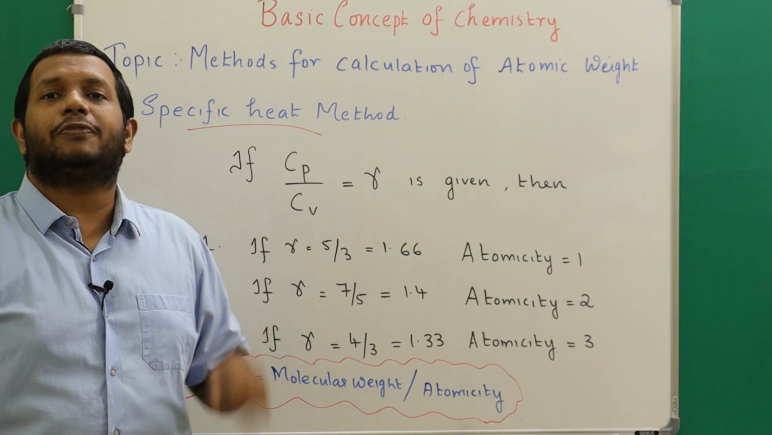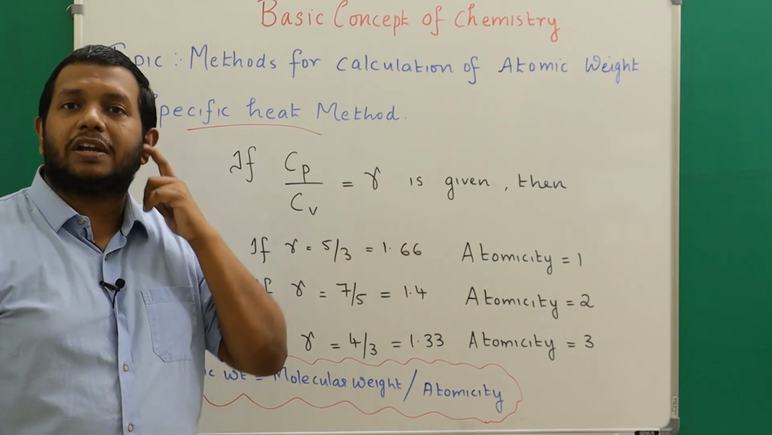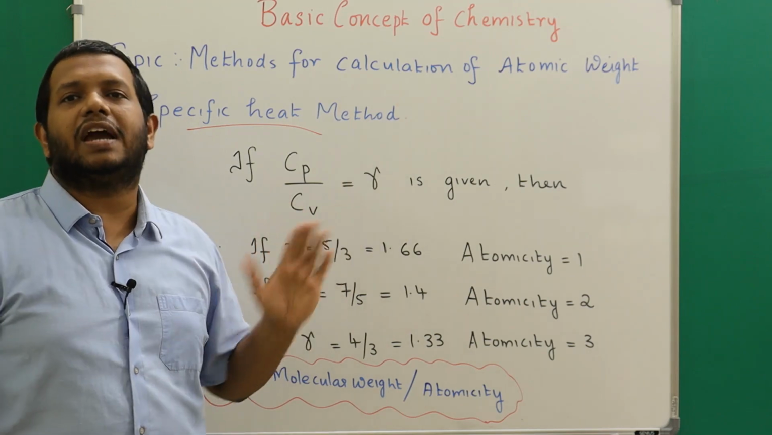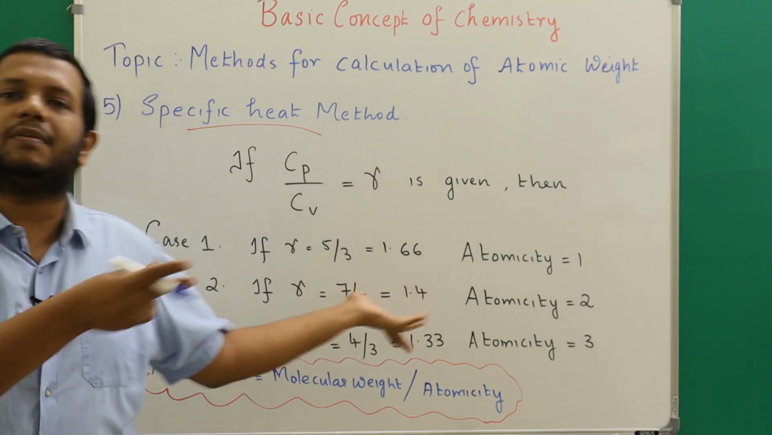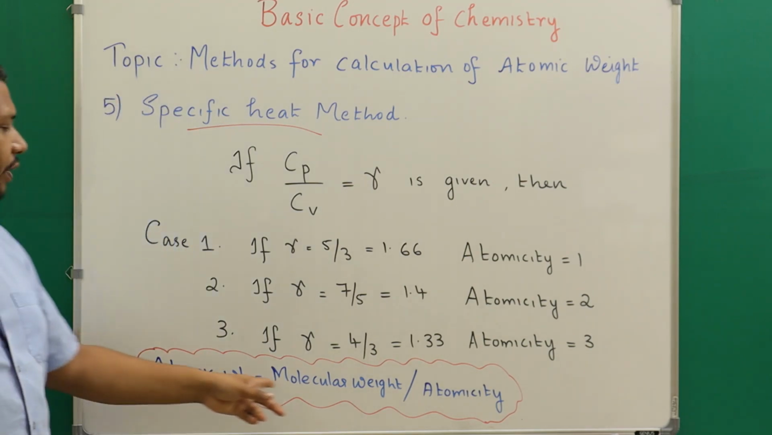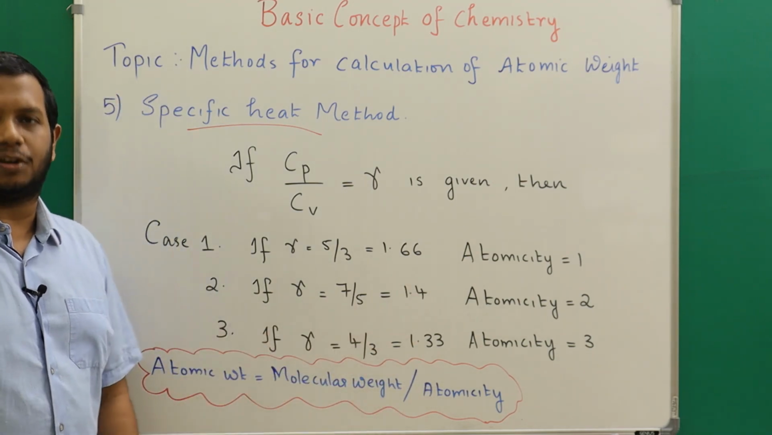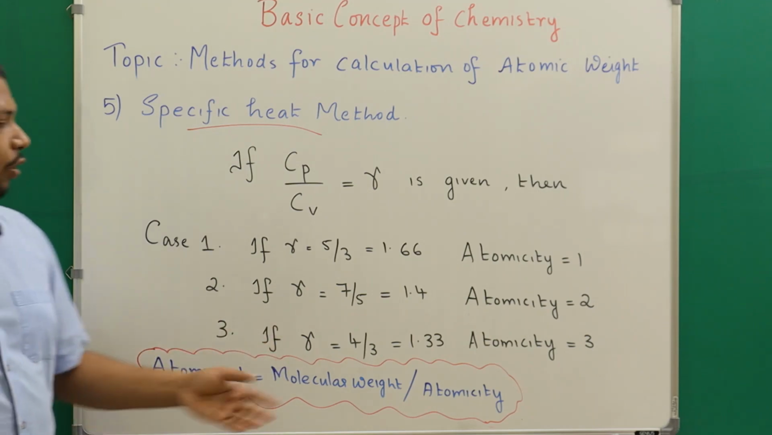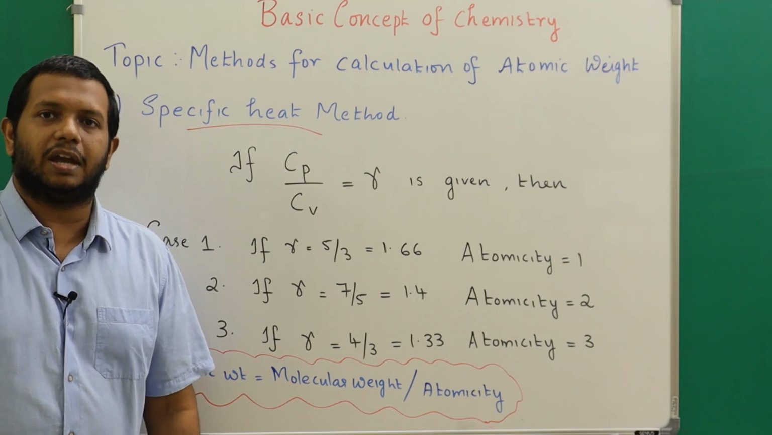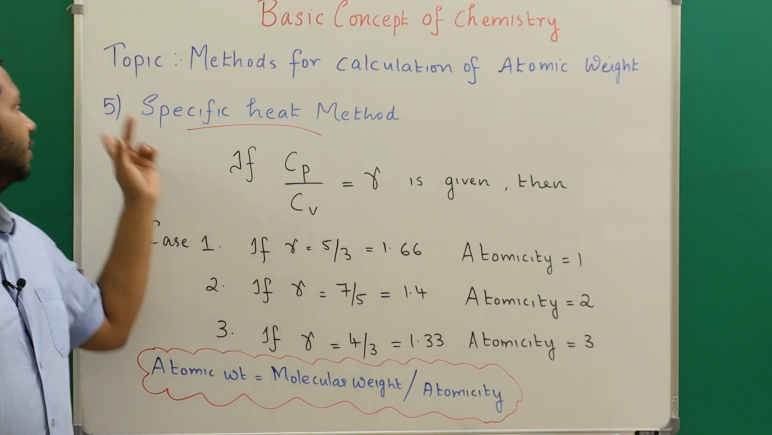Atomicity. Atomicity of chlorine. We know that chlorine exists as Cl2, so its atomicity should be 2. So easily I will get 70 divided by 2, and again I will get the atomic weight as 35.5. So very simple: atomic weight is equal to molecular weight divided by atomicity. Molecular weight we know; to calculate the atomicity, please apply the specific heat method. Okay, so this is the last method, the fifth method.